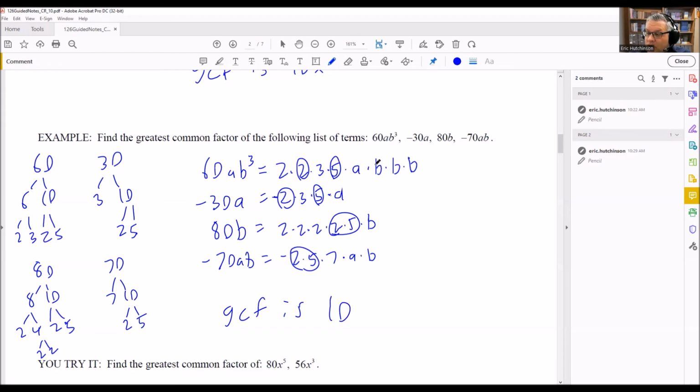Now, what about the a's and b's? I've got to see something that's in all 4 of them at once. So I have a couple a's up here and an a there, but there's no a in the third one. I have a bunch of b's that only appear in the first one and the last 2. So actually, the GCF is just going to be 10 in this case. The letters are not going to be included as part of that, and that's because they don't appear in all 4 terms.